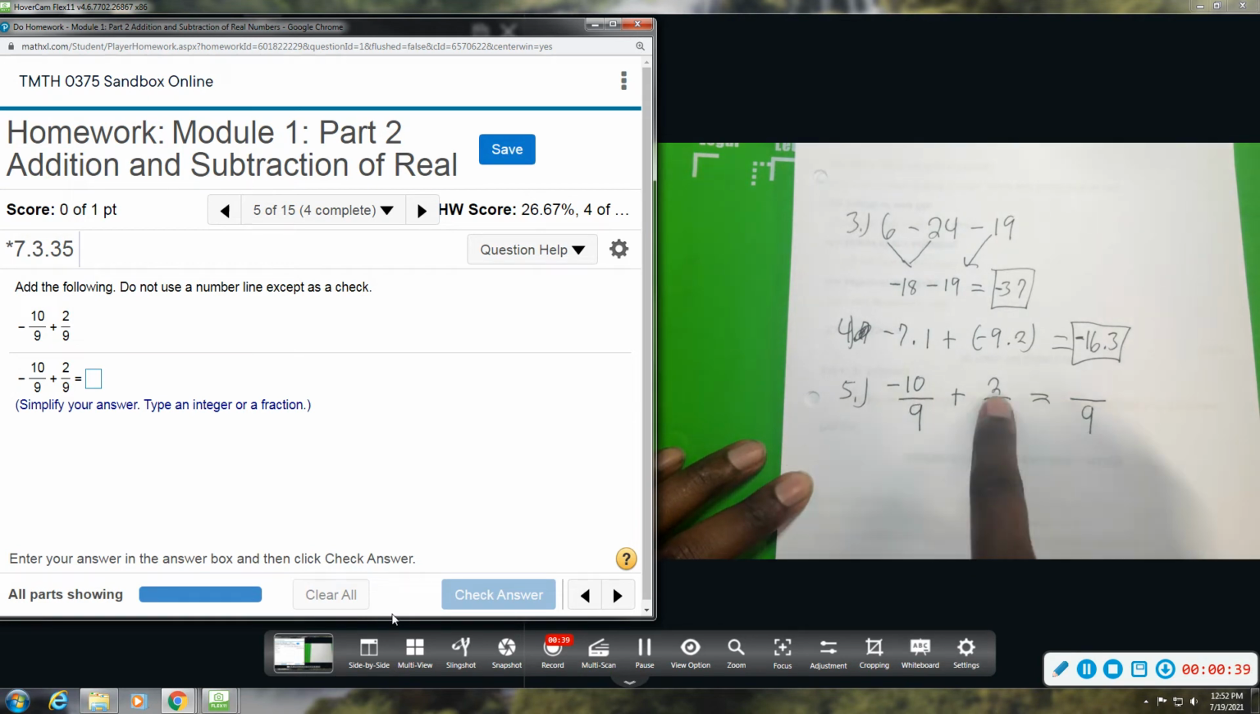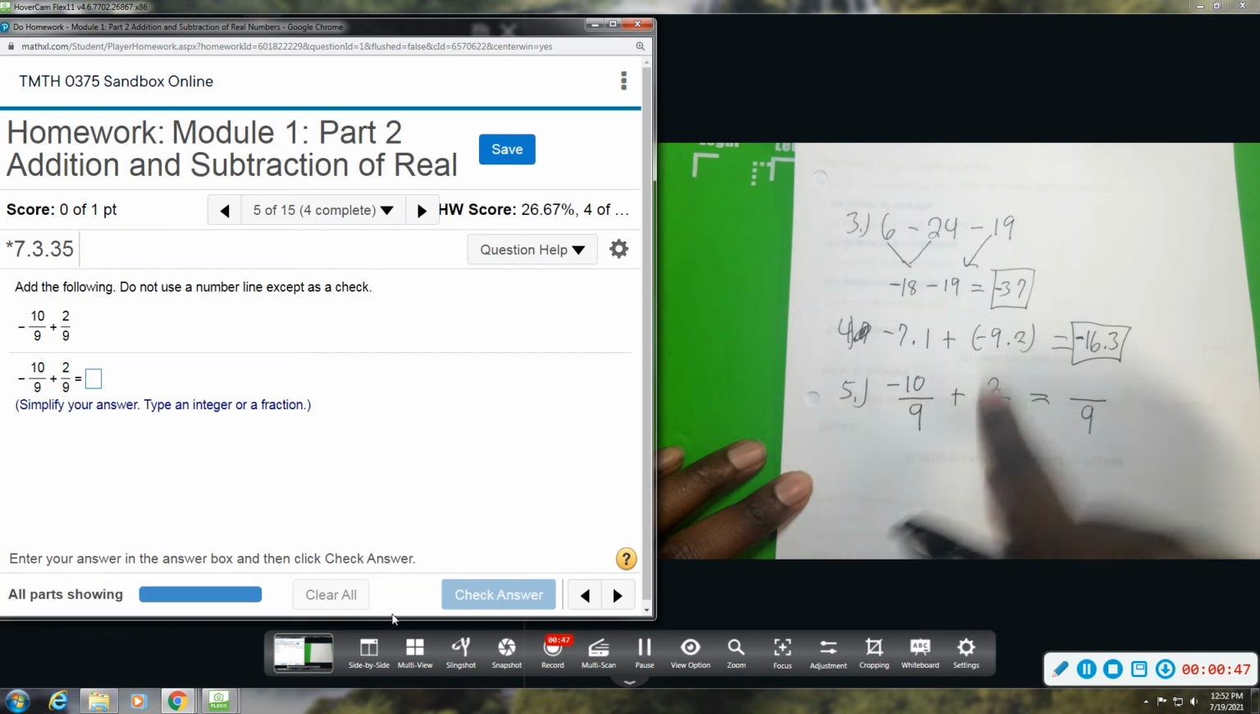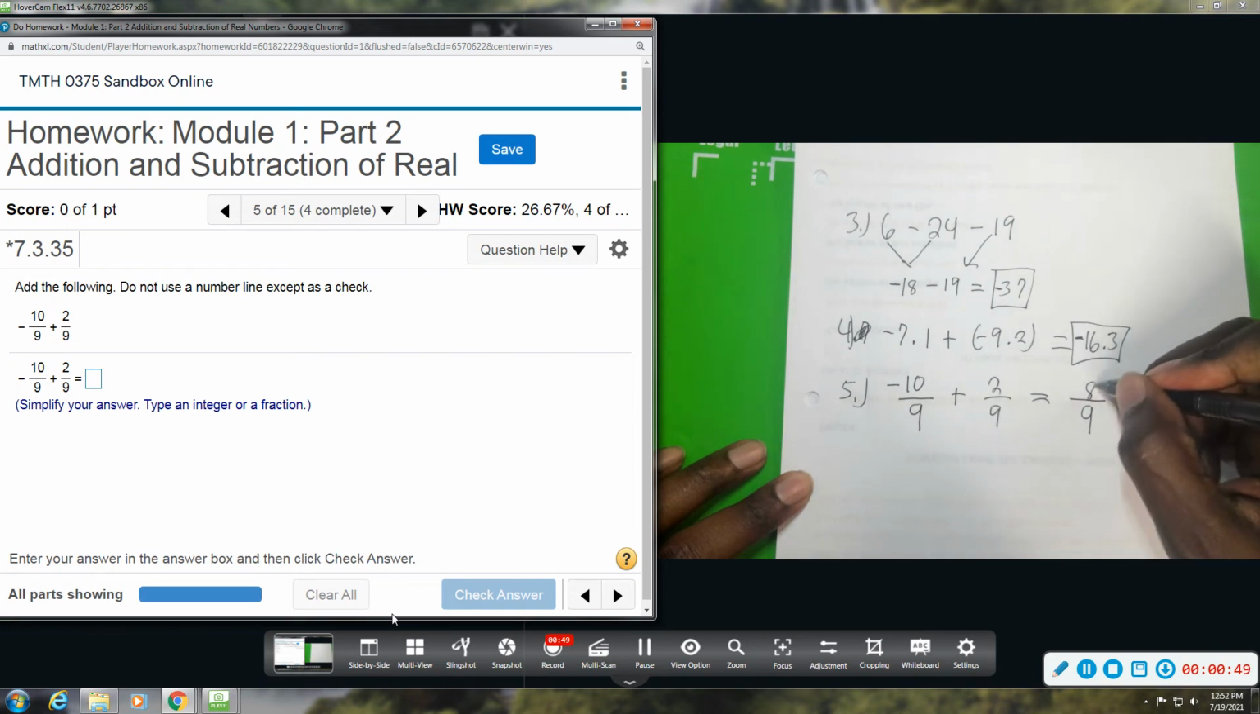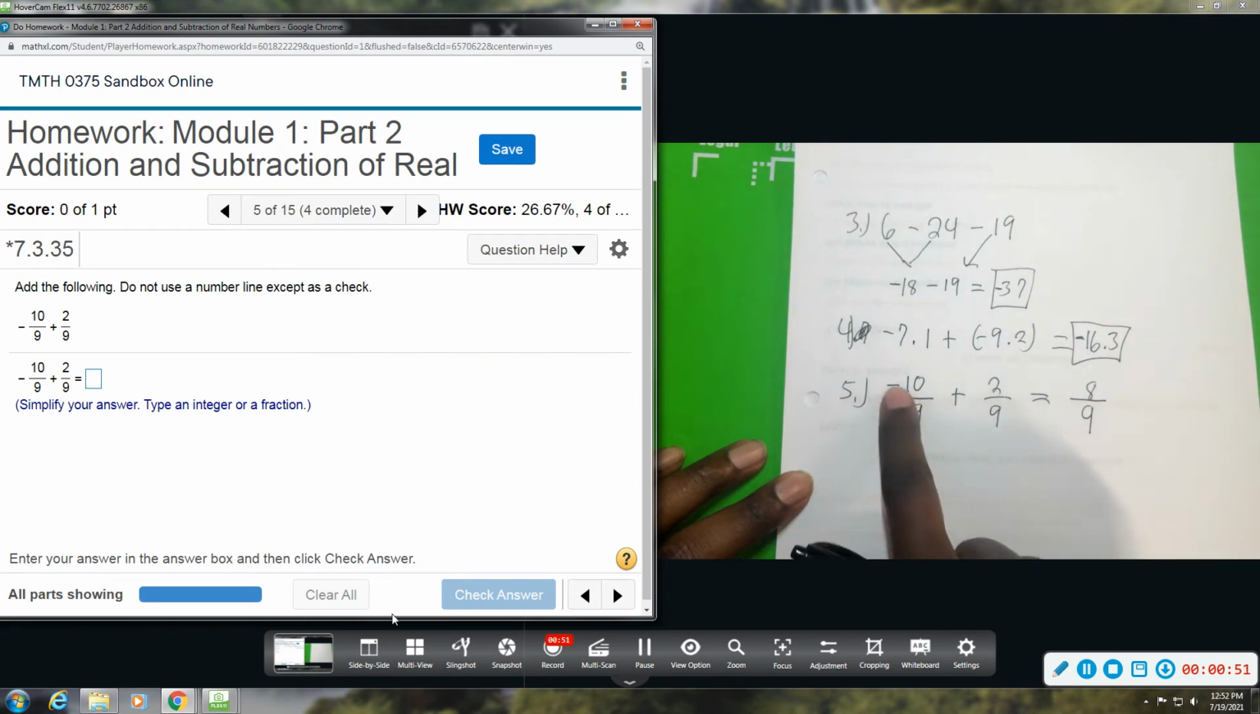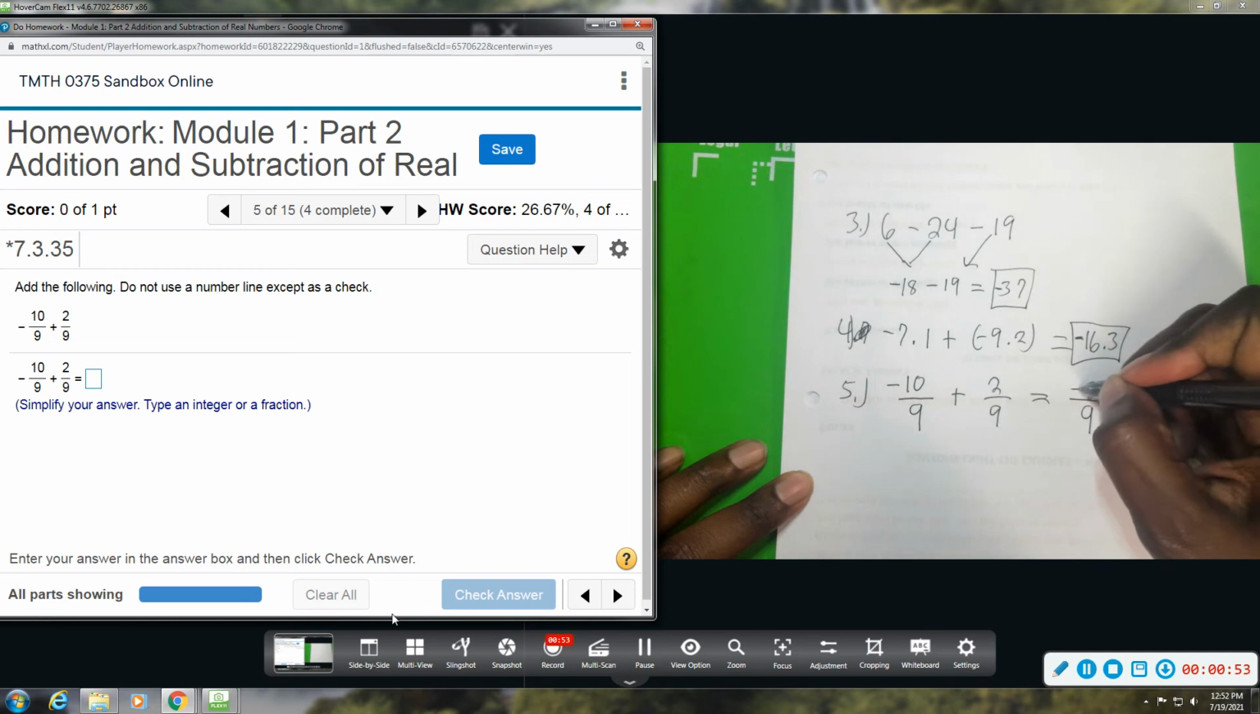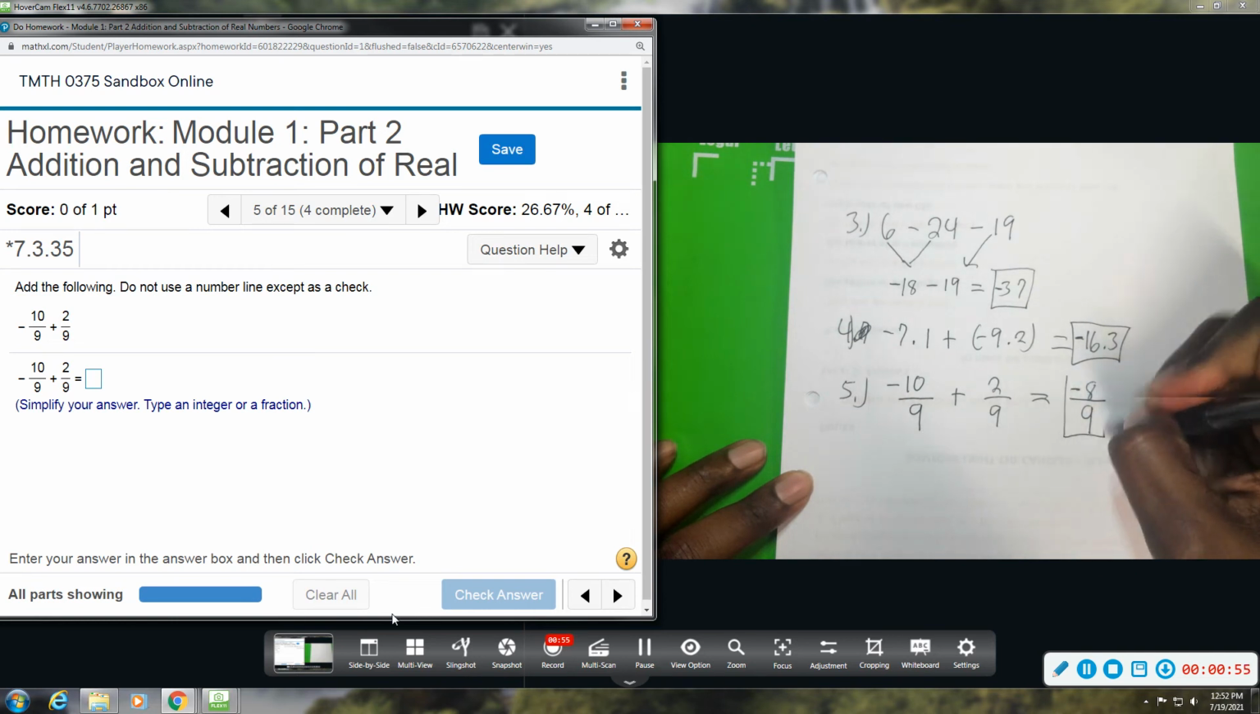Now we want to do the addition or subtraction with the 10 and the 2. So negative, positive means I'm going to subtract. So I'm going to do 10 minus 2. That's going to give me 8. And out of 10 and 2, the bigger number was negative. So this is going to be negative 8 over 9.